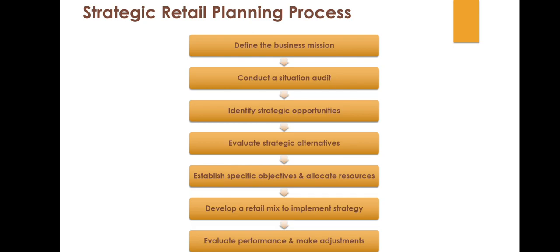So, these are some of the stages in the strategic retail planning process. The first step is defining the business mission. Second, conduct a situation audit, like the market attractiveness analysis, competitor analysis, and self analysis. Third, identify the strategic opportunities. Fourth, evaluate the strategic alternatives. Fifth, establish specific objectives and allocate resources. Sixth, develop a retail mix to implement the strategy. Seventh, evaluate the performance and make adjustments.